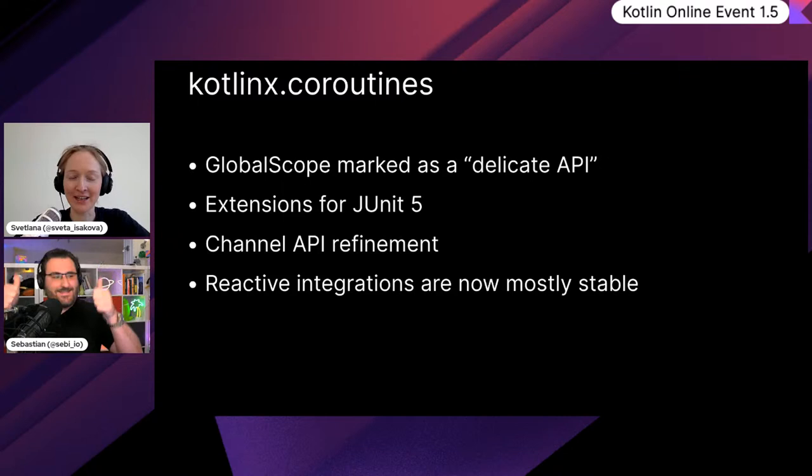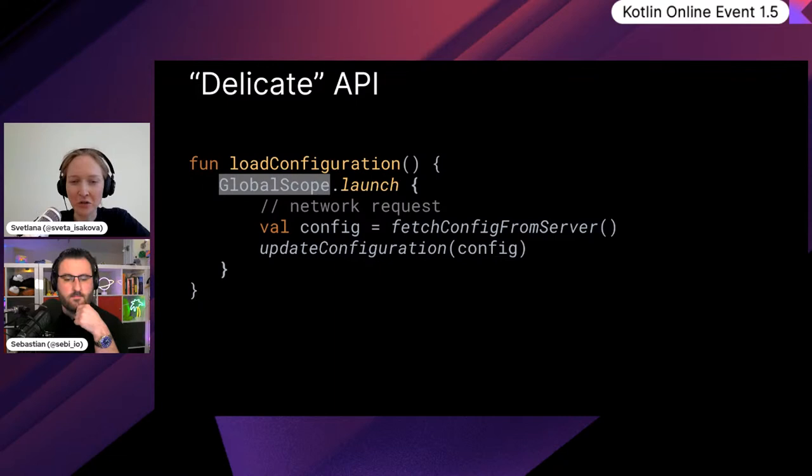So now let's talk a little bit about kotlinx.coroutines improvements. The concept of delicate API was introduced. Helpful extensions for testing were added. The channel API was greatly rethought and improved. And integration with third-party reactive libraries like RxJava is mostly stable now. In this talk, we won't be able to cover these features in detail, but if you're interested, please check the recent blog post and video by Anton Arkhipov, where he explains all this functionality.